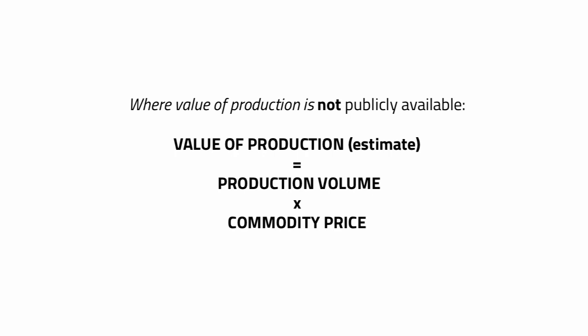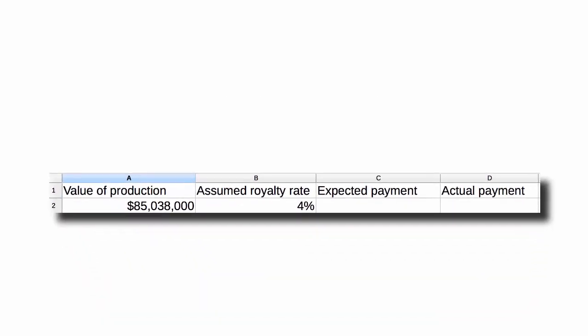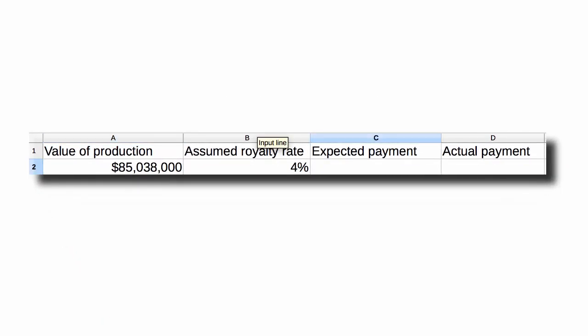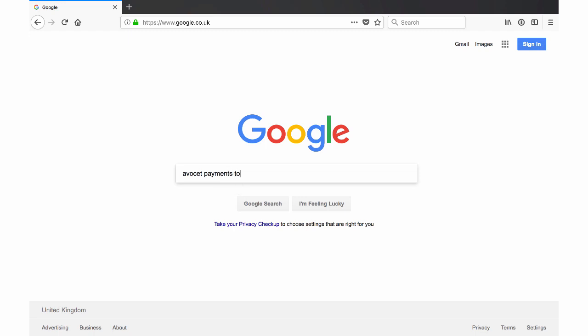In many cases, the value of production from a specific project will not be publicly available. However, in these cases, it may be possible to identify the value by multiplying the production volume from a project by the relevant commodity price figure. We are now able to calculate the expected royalty payment from the Inata mine by multiplying the royalty rate by the value of production. This gives us $3,401,000.